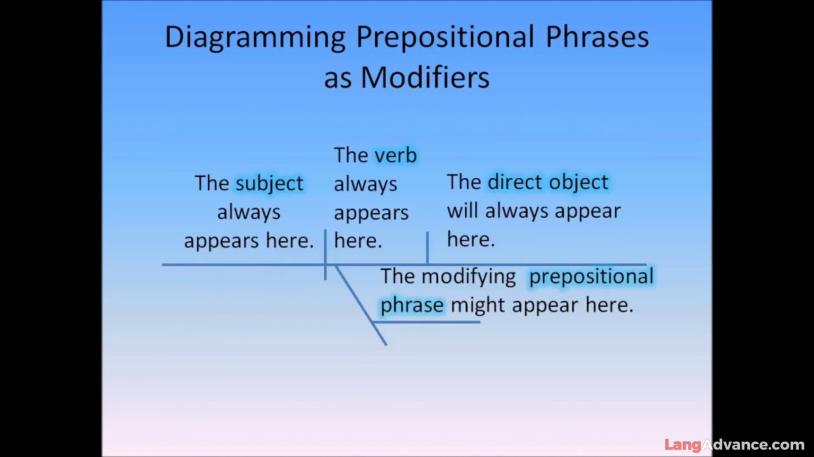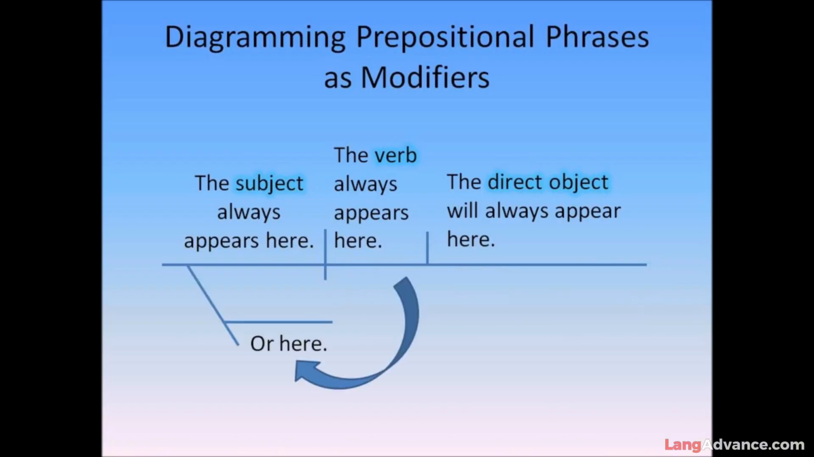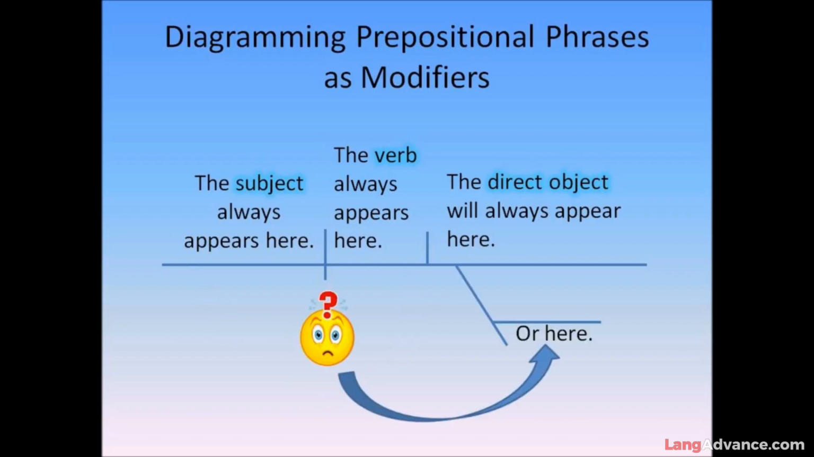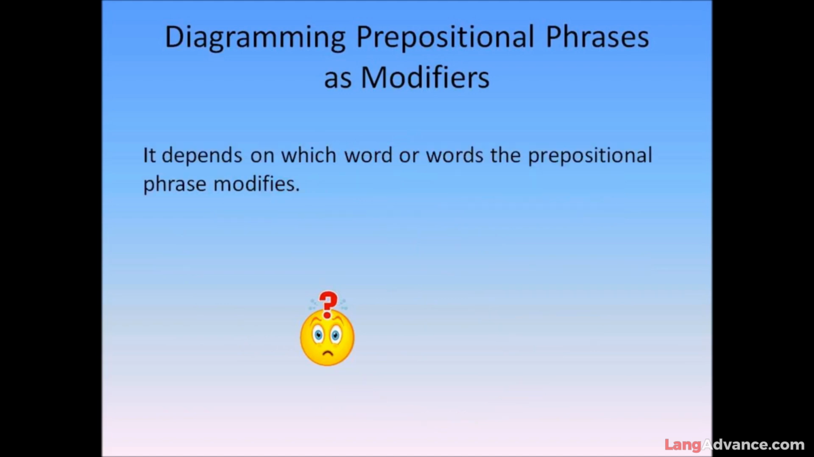Okay, so when we diagram prepositional phrases as modifiers, again, the subject appears to the left, the verb appears to center. If there's a direct object, it will appear at the end. The modifying prepositional phrase might appear under the verb. It might appear under the subject, or it might appear under the direct object. It all depends on what word or words that prepositional phrase is modifying.